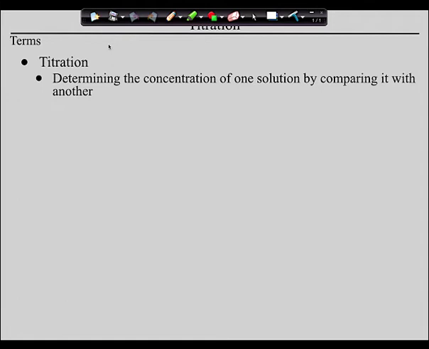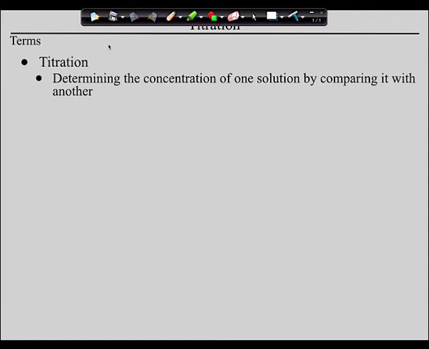Now, here's the question. It's really obvious how to compare when you're doing height, right? But how do you compare when you're talking about solutions? And the answer is this: react them together. Okay? And that's what you're going to do in lab. You are going to compare by reacting them together.